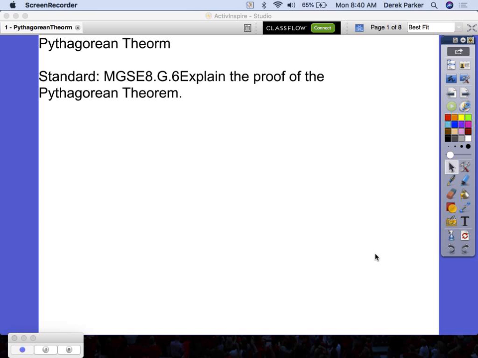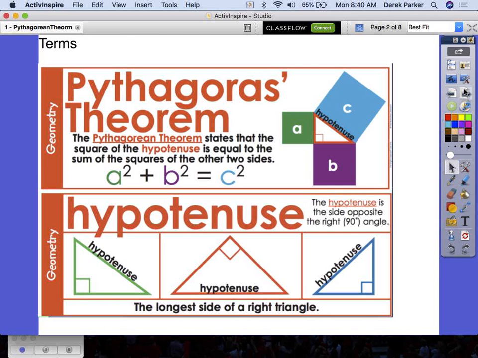Standard of Unit 3, G6, we're going to explain the proof of the Pythagorean theorem and learn how to solve using the Pythagorean theorem. The Pythagorean theorem states that the square of the hypotenuse is equal to the sum of the squares of the two other sides. So you get the formula a squared plus b squared equals c squared.